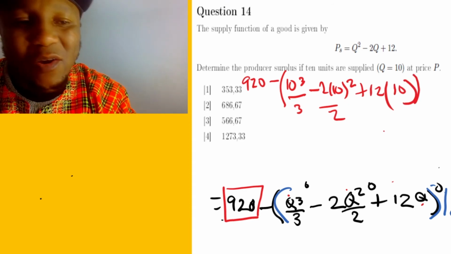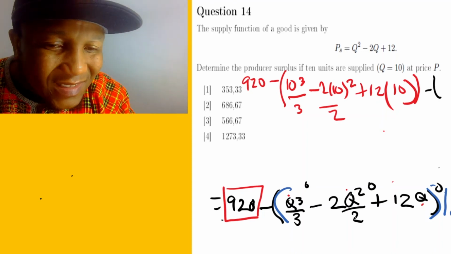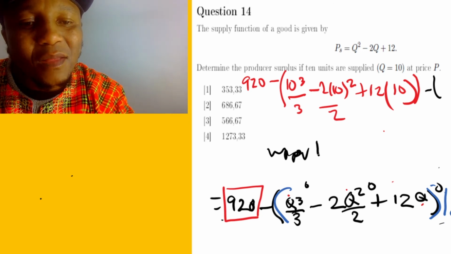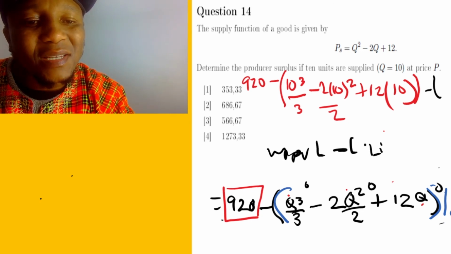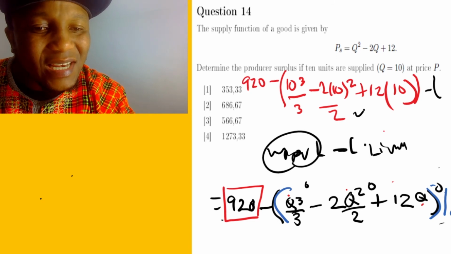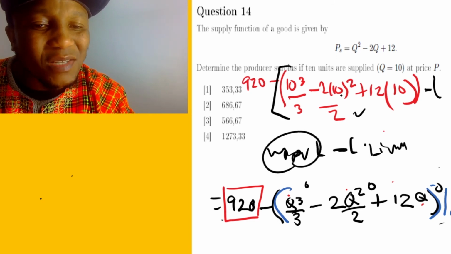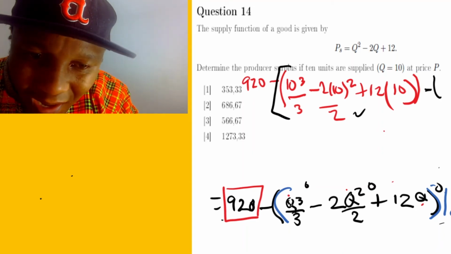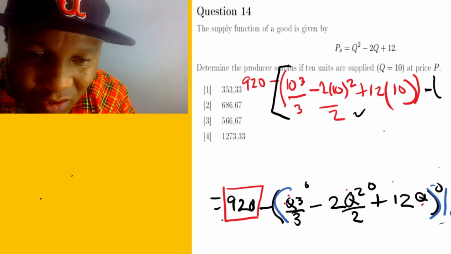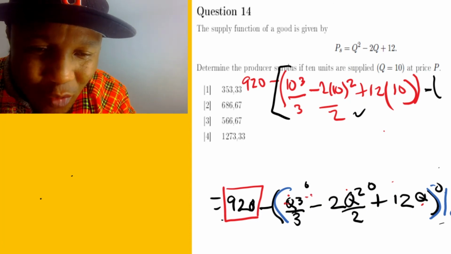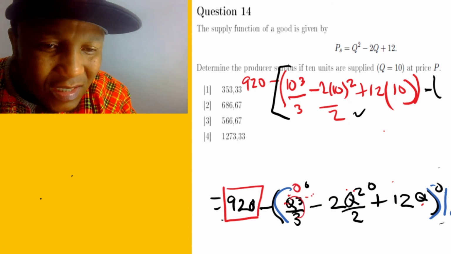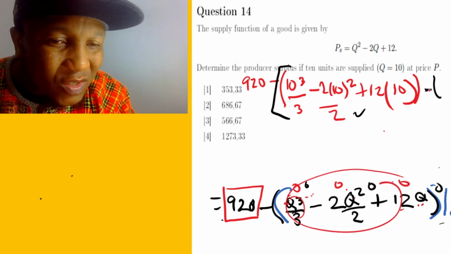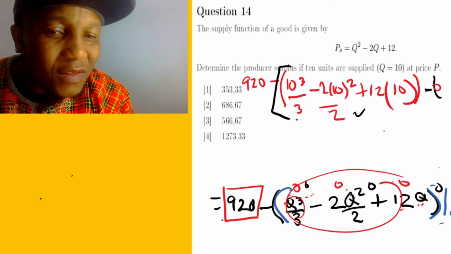So we're going to have to minus the lower limit. But the lower limit is going to be 0. You know why? If I plug 0 in here, everything is going to be 0, because 0 cubed divided by 3 is 0, 0 squared times this is 0, and 12 times 0 is 0. So everything in the lower limit is 0, which is the same as saying all of this upper limit minus 0.